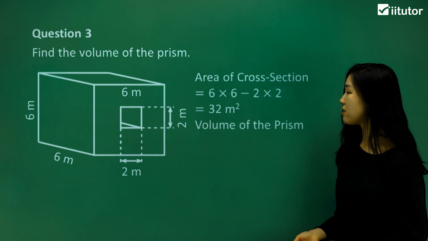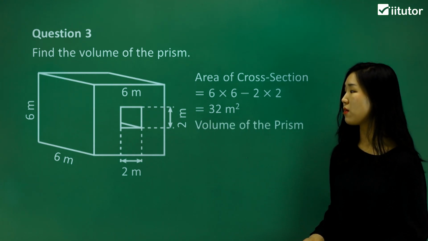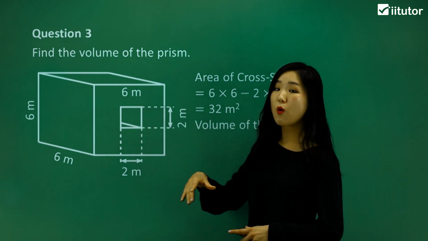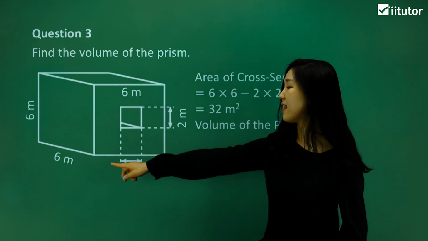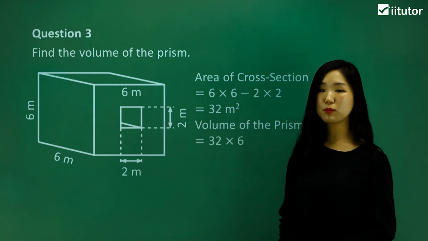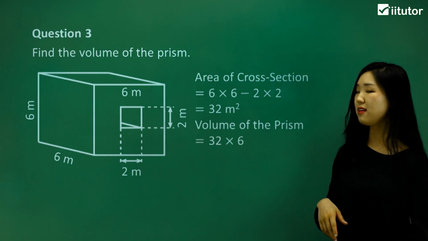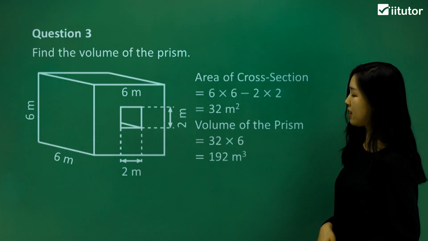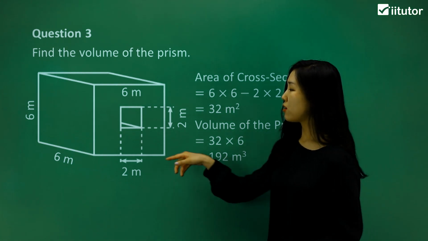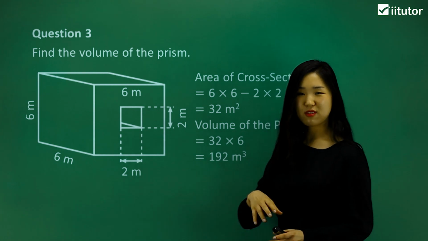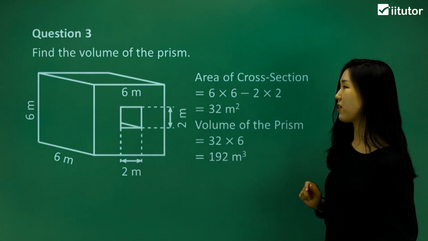And then let's find the volume of the entire prism. Because we've got the cross-sectional area, all we need to do now is as simple as just multiplying it by how deep it is, and it tells us that it's 6. So you multiply the area that we've just calculated by 6, and you'll get a value of 192 meters cubed. Alright guys, this is the volume of this particular prism. So make sure when there's a little hole inside, just subtract it away, and then you do the normal thing.